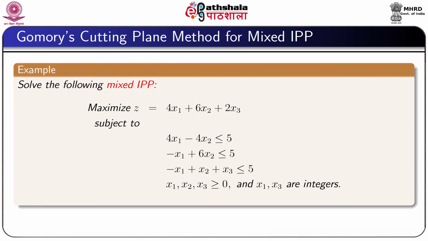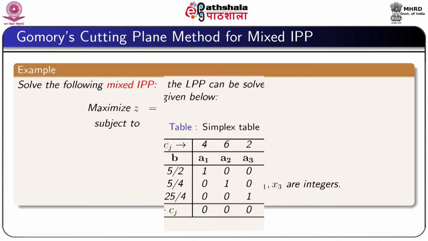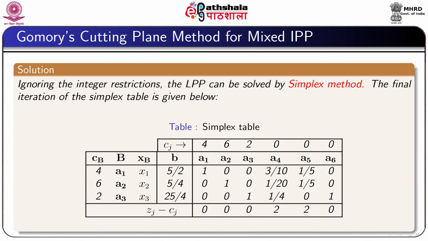We introduce 3 slack variables x4, x5 and x6, one to each constraint. Then an initial BFS will be x4 equal to 5, x5 equal to 5 and x6 equal to 5. Ignoring the integer restrictions, the LPP can be solved by simplex method, and the final iteration of the simplex table is shown below. As you can see that Zj minus Cj is greater than equal to 0 for all j.